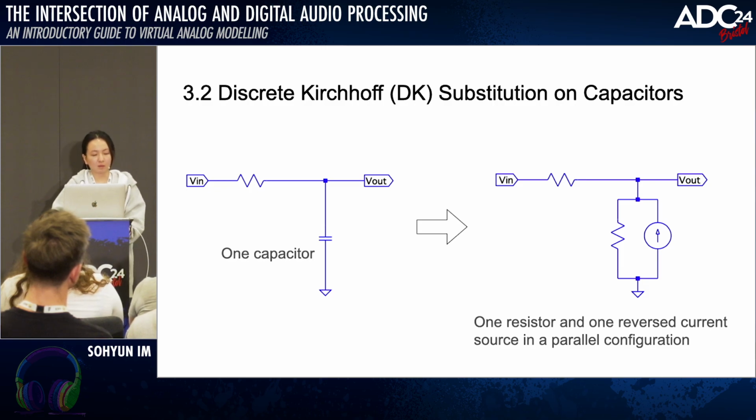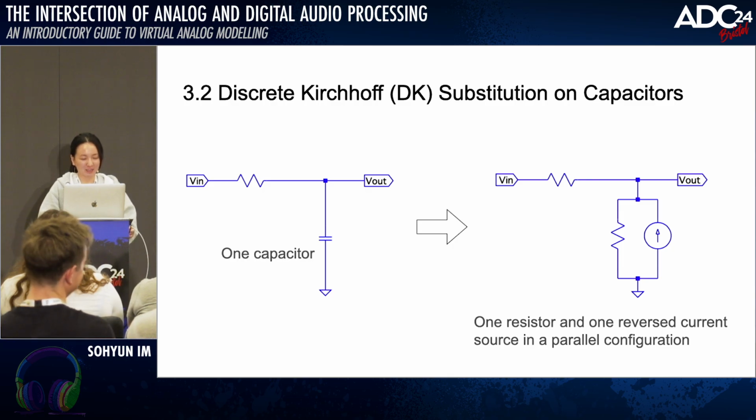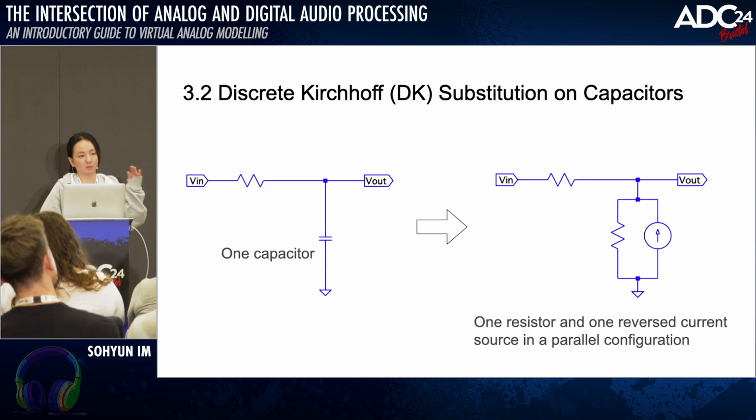So as we see with Ohm's law, calculating the voltage across the resistor is very simple. And the same goes for the current. The current flowing through the resistor is very easy. Also, we can use Ohm's law, and for the reverse current source, we can just subtract it.